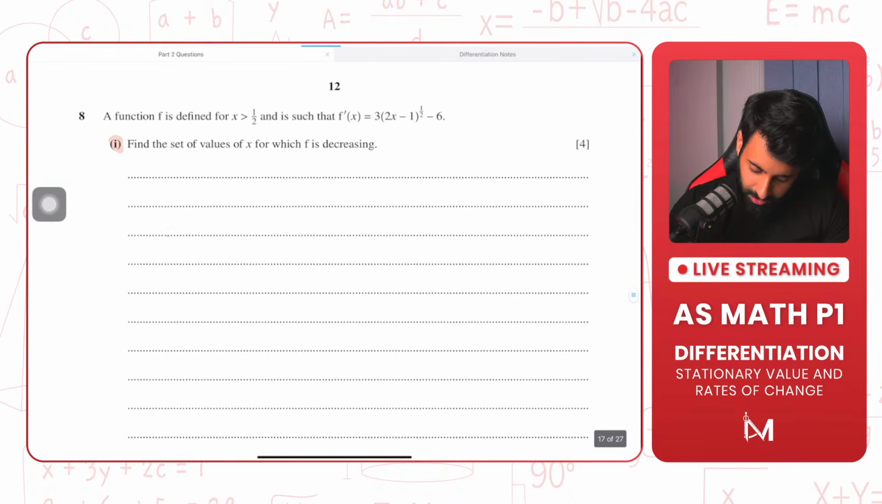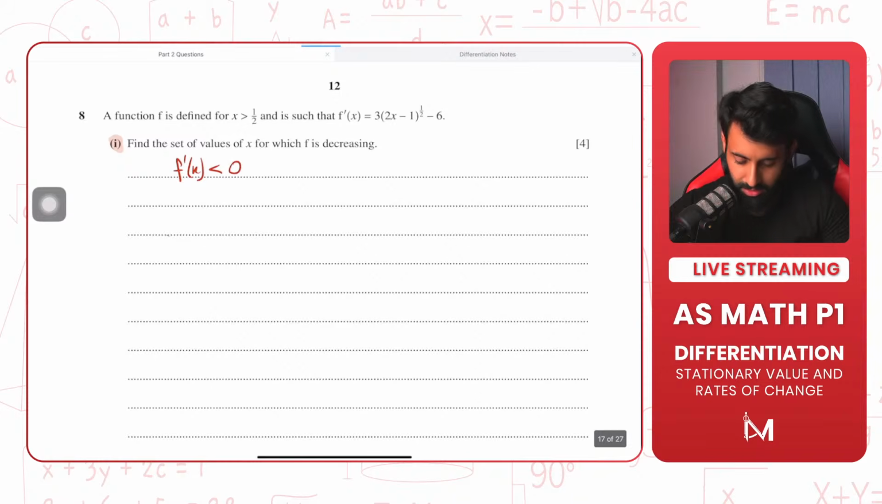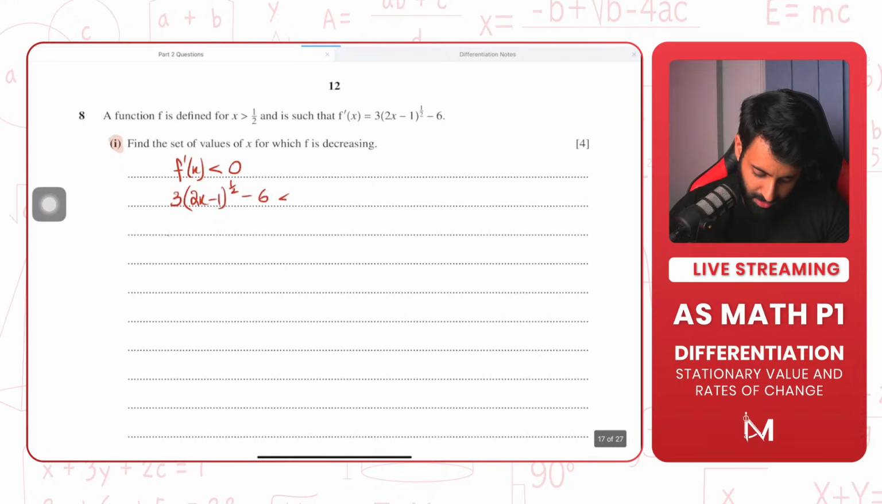Okay. So how will I differentiate this? In fact, it's already differentiated, so all I need to do is this. Take f prime of x and set it less than 0. So we already have f prime of x, which means 3 into 2x minus 1 to the power half minus 6. And like I said, we're going to equate it to less than 0. Now let's see what happens next.